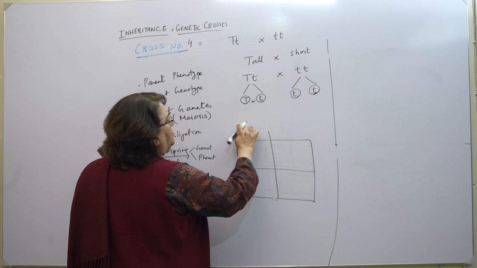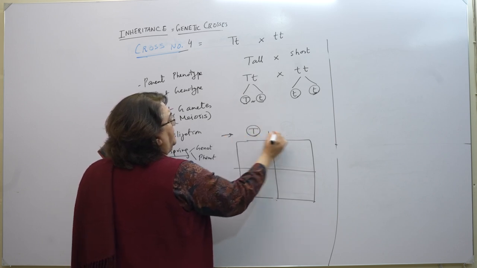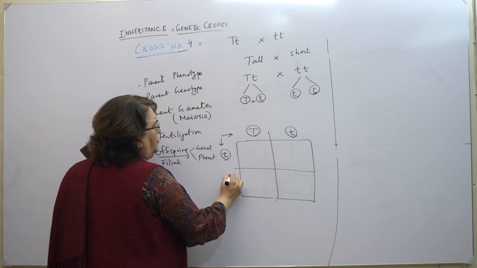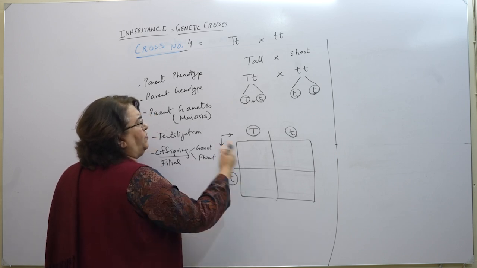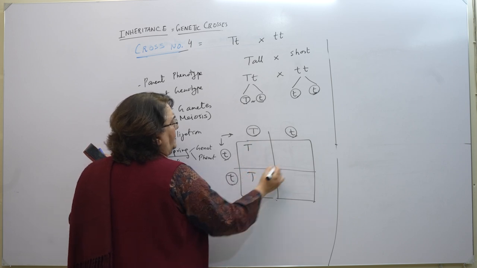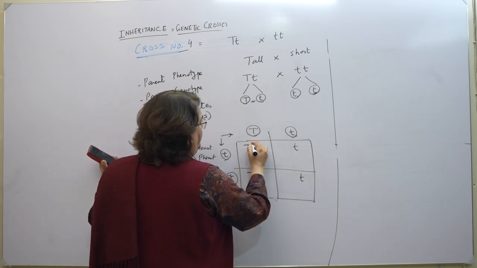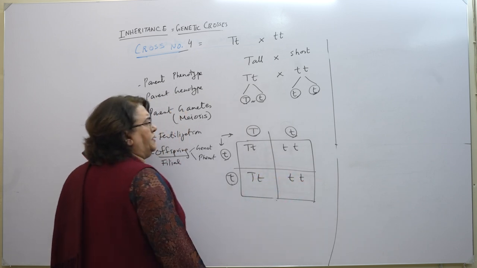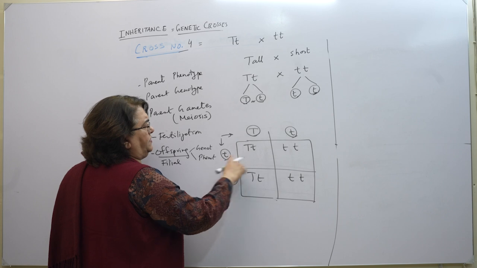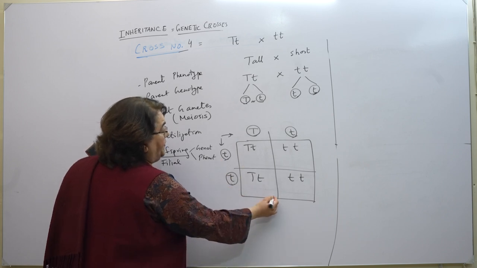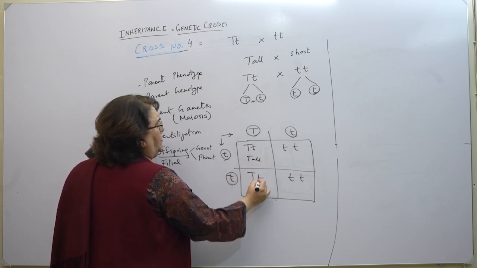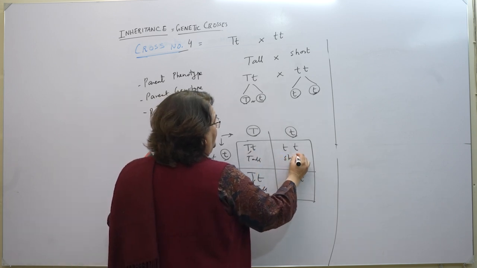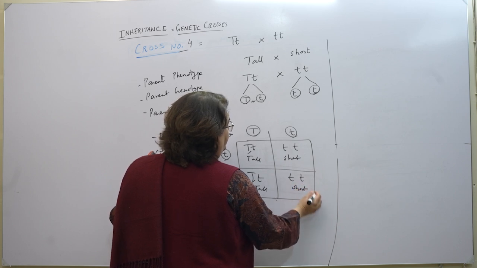The gametes of one parent are written here, small t and small t, and the gametes of the other parent written here, capital T and small t. What is the outcome? We fill it up like this. Now see what you get. Small t and small t. Now this is going to be tall, and this is going to be tall because of the capital T, but this is going to be short and this is going to be short.